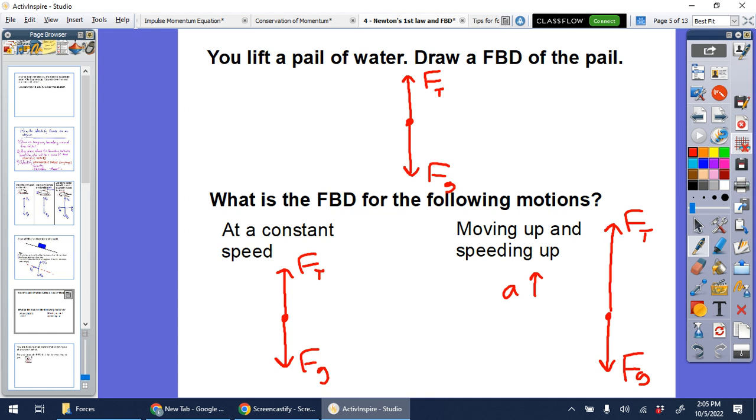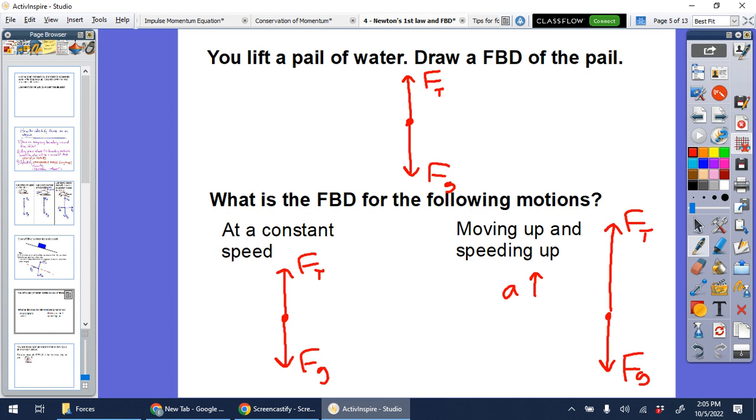You unbalance things or balance things by adjusting the lengths. That's what I mean by making an accurate FBD. It just means make the lengths of those arrows truly represent the acceleration that's actually happening. All right. Balanced in the first one, unbalanced in the second one, right?